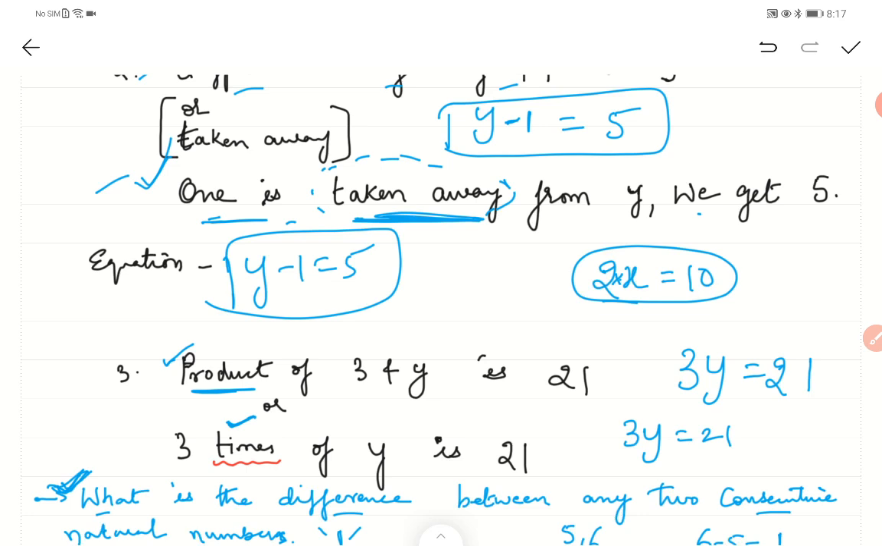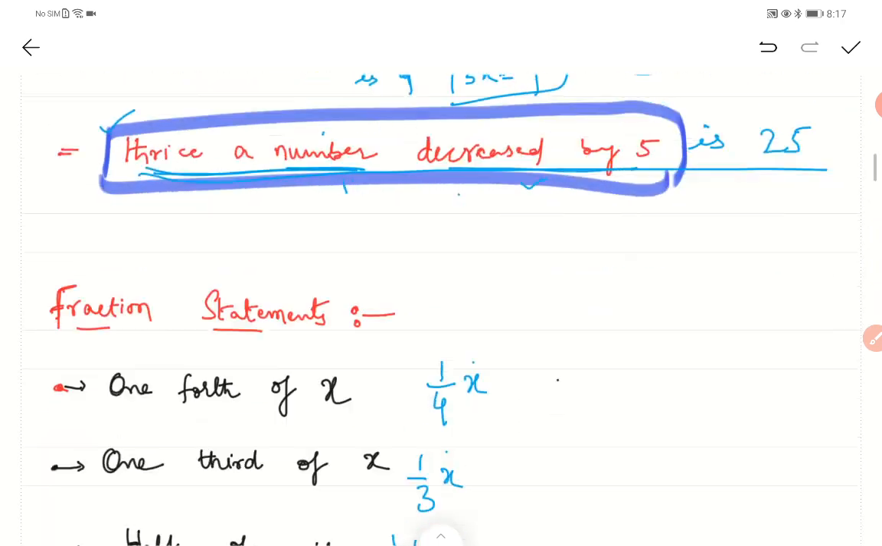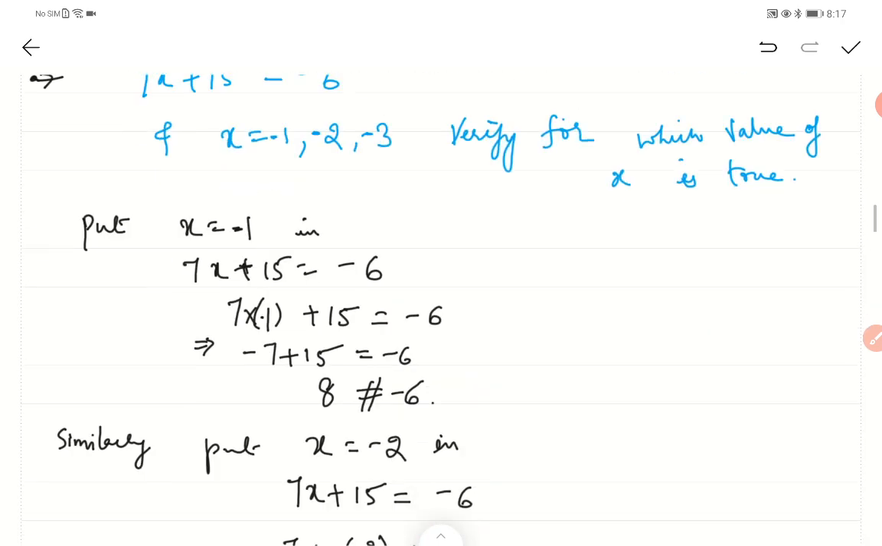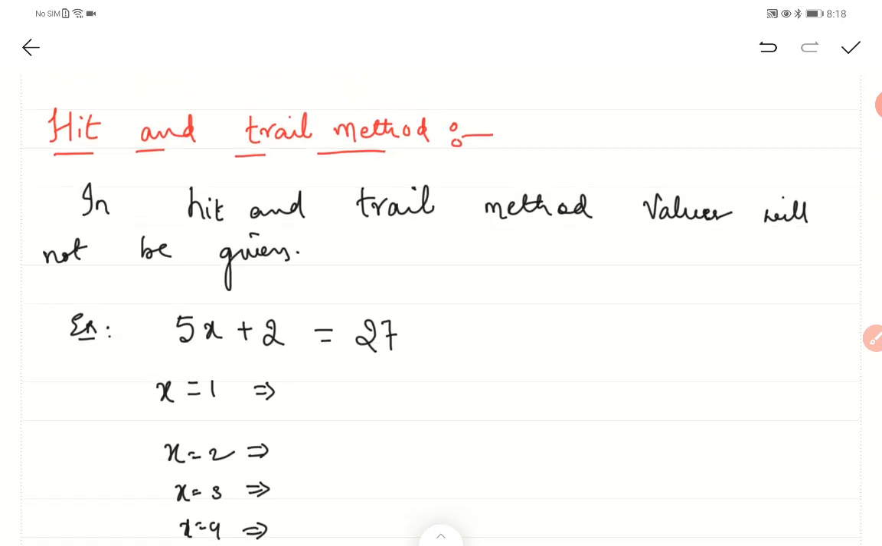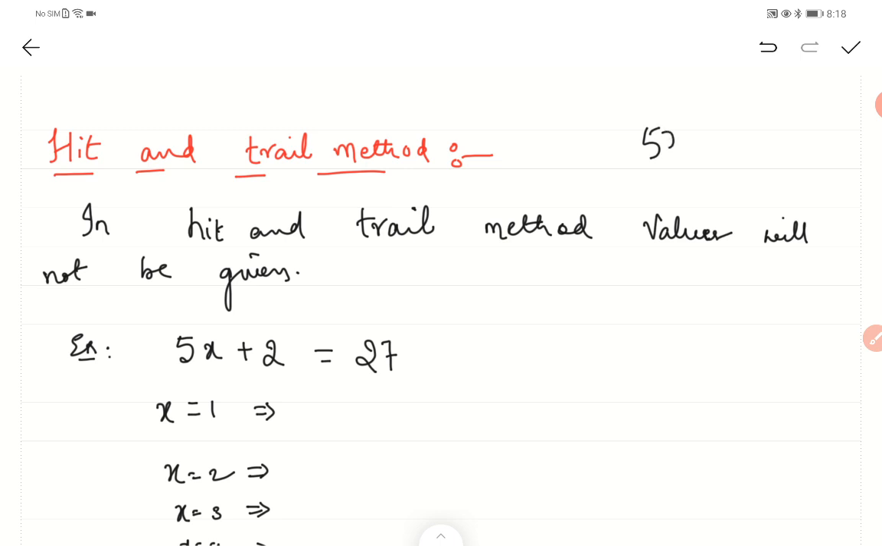So an equation is divided into the LHS part and the RHS part, that is left hand side and right hand side. Okay, so we are making both the sides, separated by your equal to sign. Okay, so today we are going to see the hit and trial method. You are trying to put values in any equation which is given. Suppose this is 5x plus 2 is equal to 27.